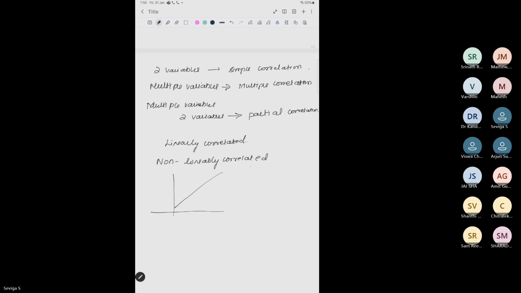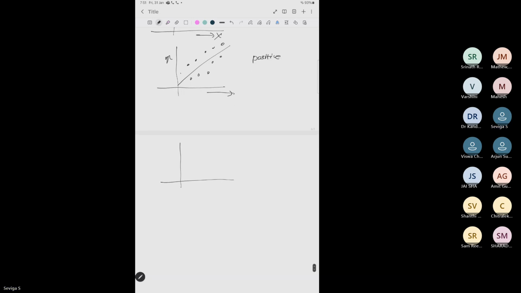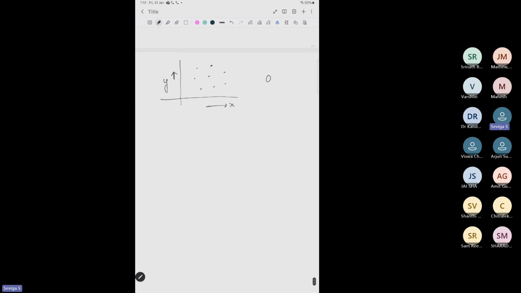So if all the points lie on the straight line, this is a positive correlation. You can see when X increases, Y is also increasing and all the points are lying on the line. So it is a perfect correlation. I can write it as +1. This is a positive correlation, but all the points are not lying on the straight line. So this is just a positive correlation, non-linearly correlated. They are not linearly correlated. There's an inconsistent pattern between X and Y. Then this is zero correlation.